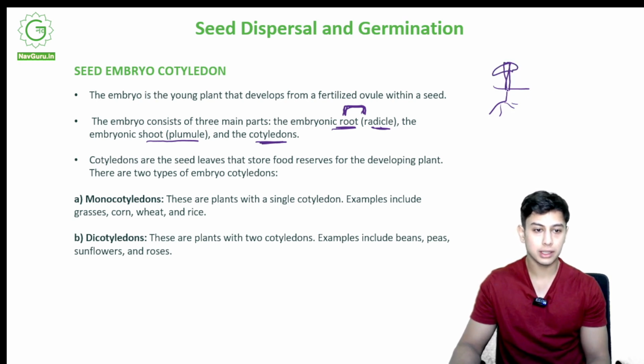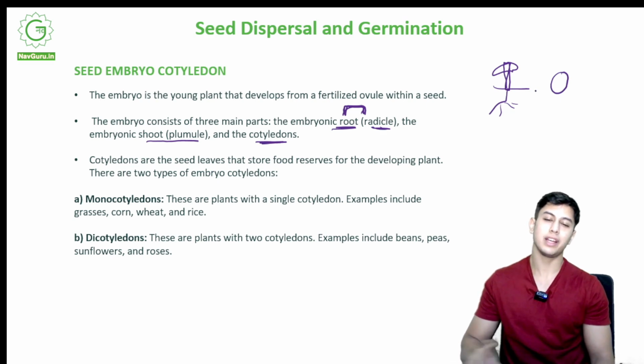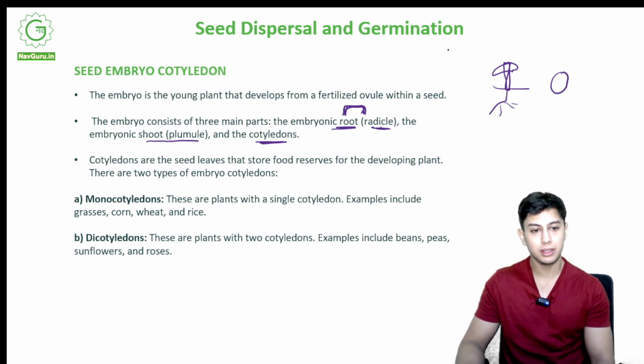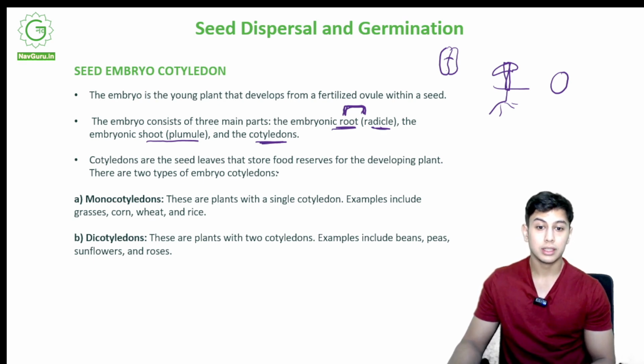Now what is cotyledon? In a seed, what is the cotyledon? Cotyledons are seed leaves. So if you've ever seen the kidney beans, the rajma and all, it is divided into two parts like this, right? These are the seed leaves. These two are seed leaves. What do seed leaves do? Seed leaves store food reserves for the developing plant. They store food for the developing plant.